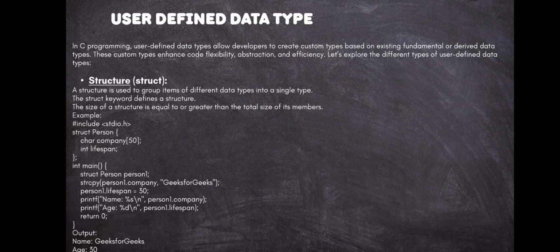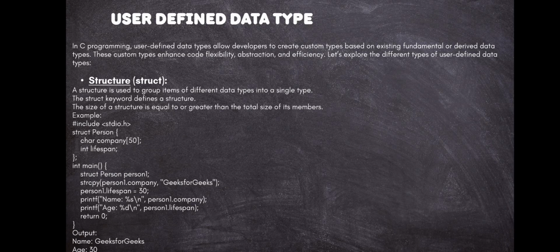The first one is structure. We use the keyword struct to use the structure data type. A structure is used to group items of different data types into a single type. The struct keyword defines a structure. The size of a structure is equal to or greater than the total size of its members.